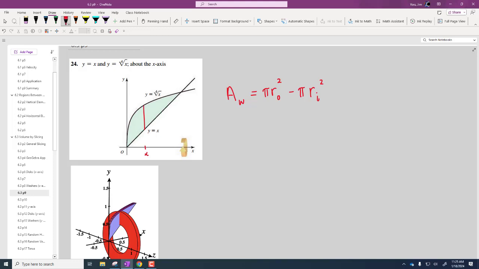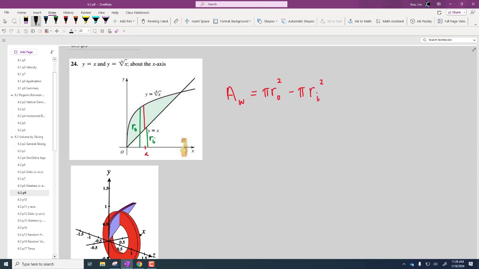And when we're looking over here at our picture, this distance right here, that is going to be the outer radius. And this distance, I'll try to squeeze it in right there, that's going to be the inner radius. So outer radius is generated from the curve furthest from the axis of rotation, and the inner radius is generated from the curve that's closest to the axis of rotation.